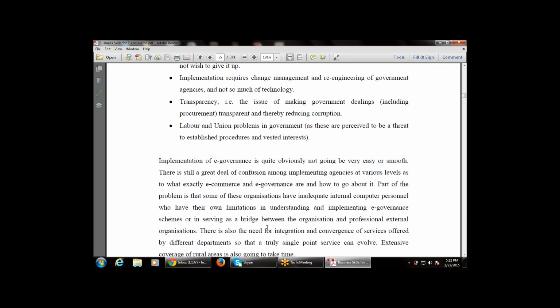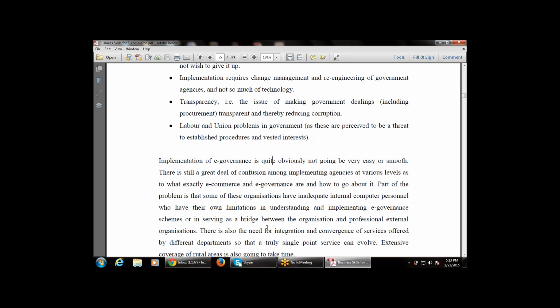Then implementation of e-governance is quite obviously not going to be very easy or smooth. There is still a great deal of confusion among implementing agencies at various levels as to what exactly e-commerce and e-governance are and how to go about it. Part of the problem is that some of these organizations have inadequate internal computer personnel who have their own limitations in understanding and implementing e-governance schemes, or in serving as a bridge between the organization and professional external organizations. So whenever we implement e-governance, it is not going to be very easy or smooth.